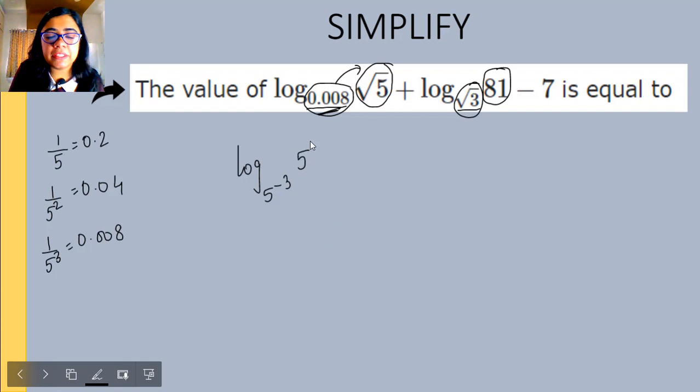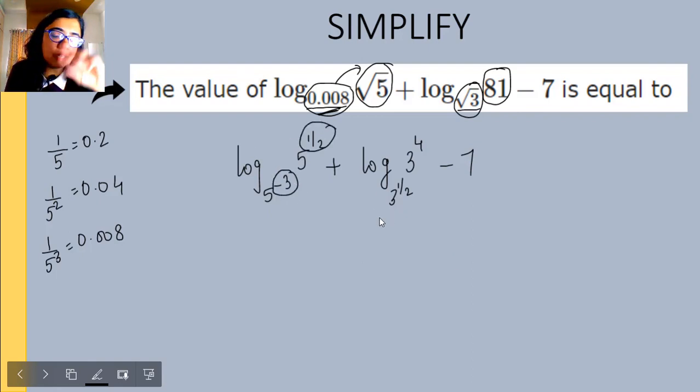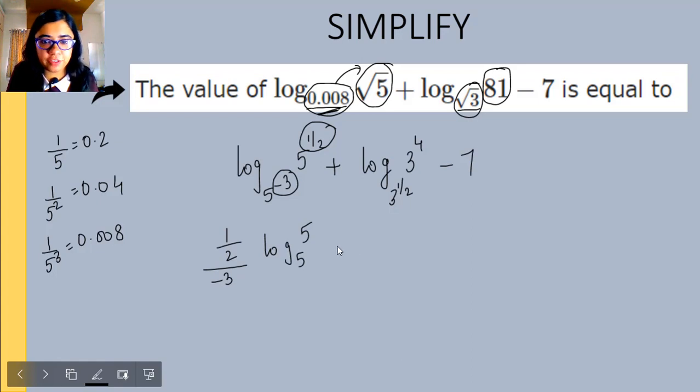Root 5 can be written as 5 raised to half. Plus, how will you write 81? 81 is 3 to the power 4, right? 3 to the power 4 is 81 and root 3 is 3 raised to half, minus 7. Now, as per the law of logarithm, this power and this power will come out. So, you will have 1 by 2 upon minus 3 log 5 to the base 5 plus 4 upon 1 by 2 log 3 to the base 3 minus 7.